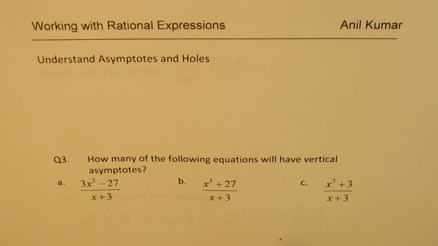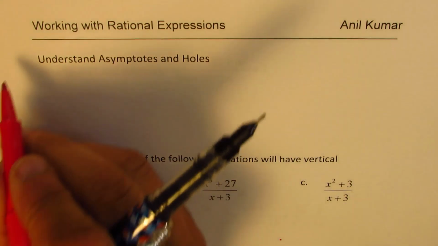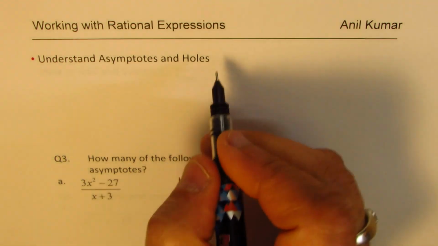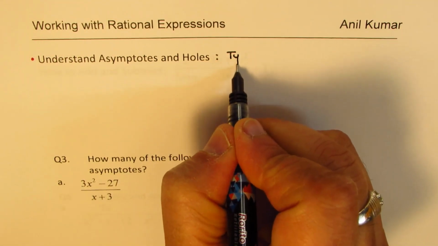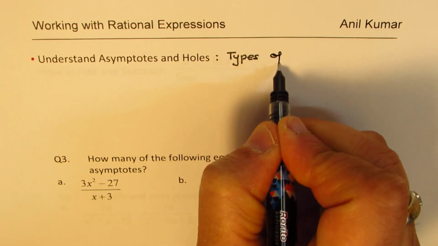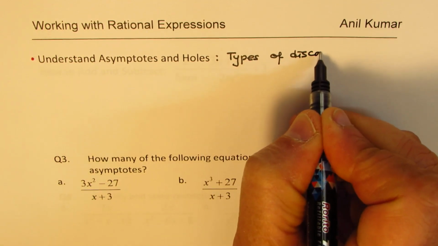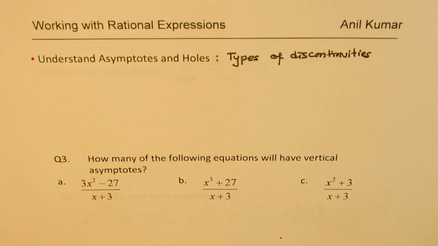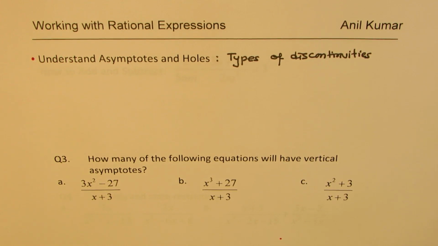Now we'll try to understand a very critical topic on rational expressions, and that is asymptotes and holes, right? Basically, these are types of discontinuities. We see them especially when we are going to sketch a graph for a rational expression, which is also a part of our exercise, and we'll look into it with an example almost at the end, right? Now let's try to understand the concept.